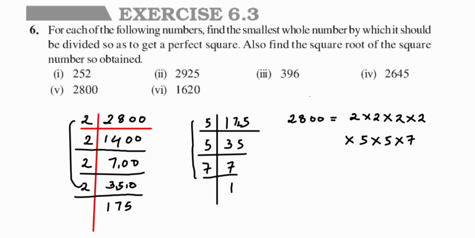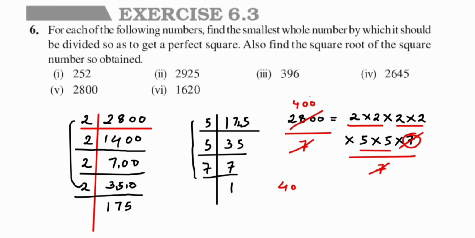Now start pairing up the numbers. So I have a pair of 2, I have one more pair of 2, I have a pair of 5, and 7 doesn't have any pair. So the smallest number to be divided here will be 7. So divide 7 on both the sides. So cancel the number. 7 ones are 7 and 7 fours are 28, followed by 2 zeros.